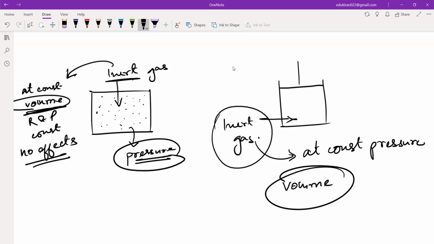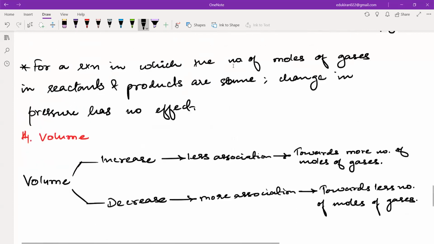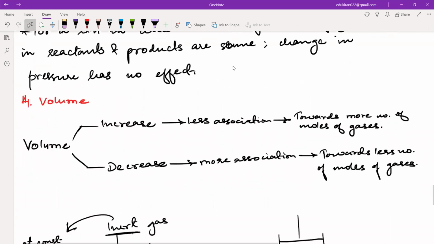Now, if the pressure is constant, the volume is going to change. And if the volume changes, it can alter the concentration, because concentration is nothing but number of moles per volume. The number of moles is not changing, but the volume is going to change. So if we add inert gas, the volume is going to increase and the concentration is going to decrease. If the volume increases, what happens? We know that there is less association and it moves towards more number of moles of gases.